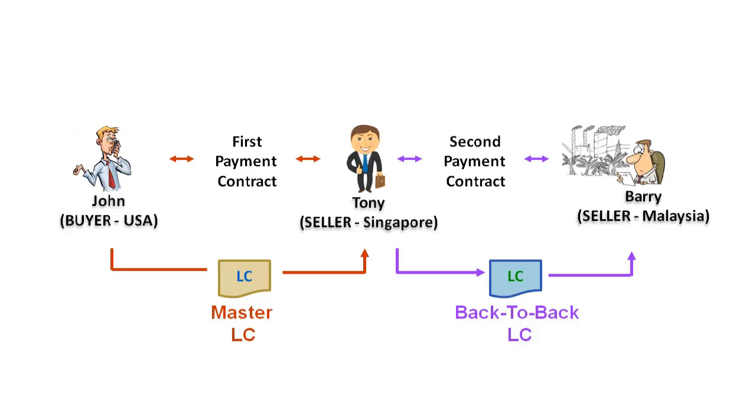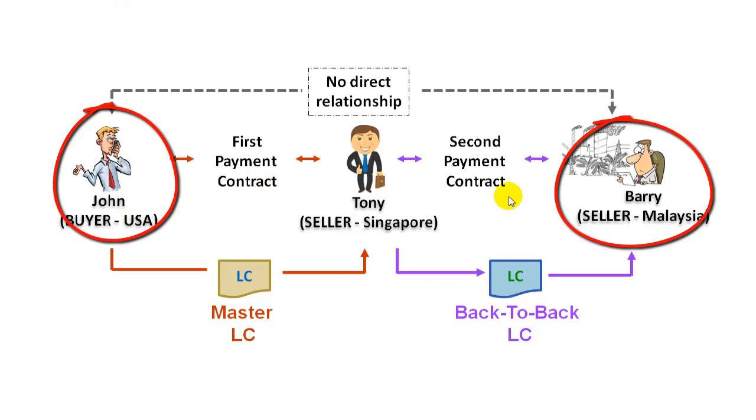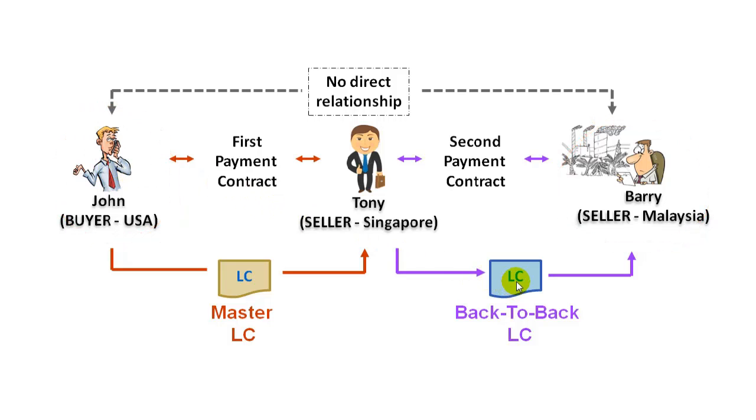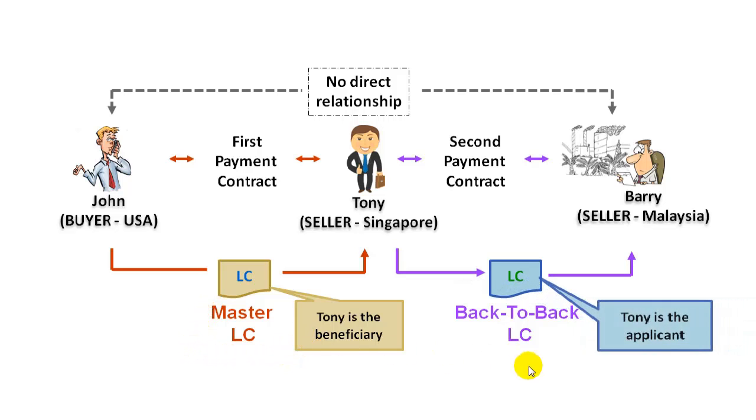Under these two payment contracts, John and Barry have no direct relationship because John is not a party in the second payment contract, or back-to-back LC. But Tony has a direct relationship with John as well as with Barry because Tony is a party in both of the payment contracts, that is the Master LC and the back-to-back LC. Tony is the beneficiary or seller in the Master LC and he is the applicant or the buyer in the back-to-back LC. So Tony is liable and responsible to both John and Barry.